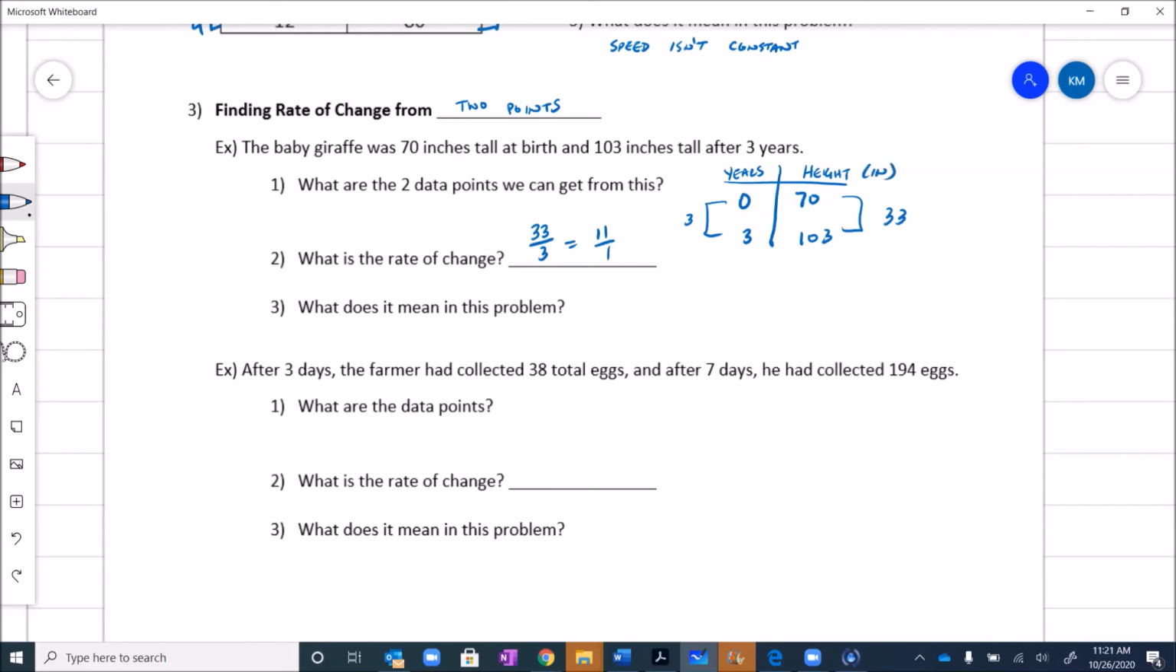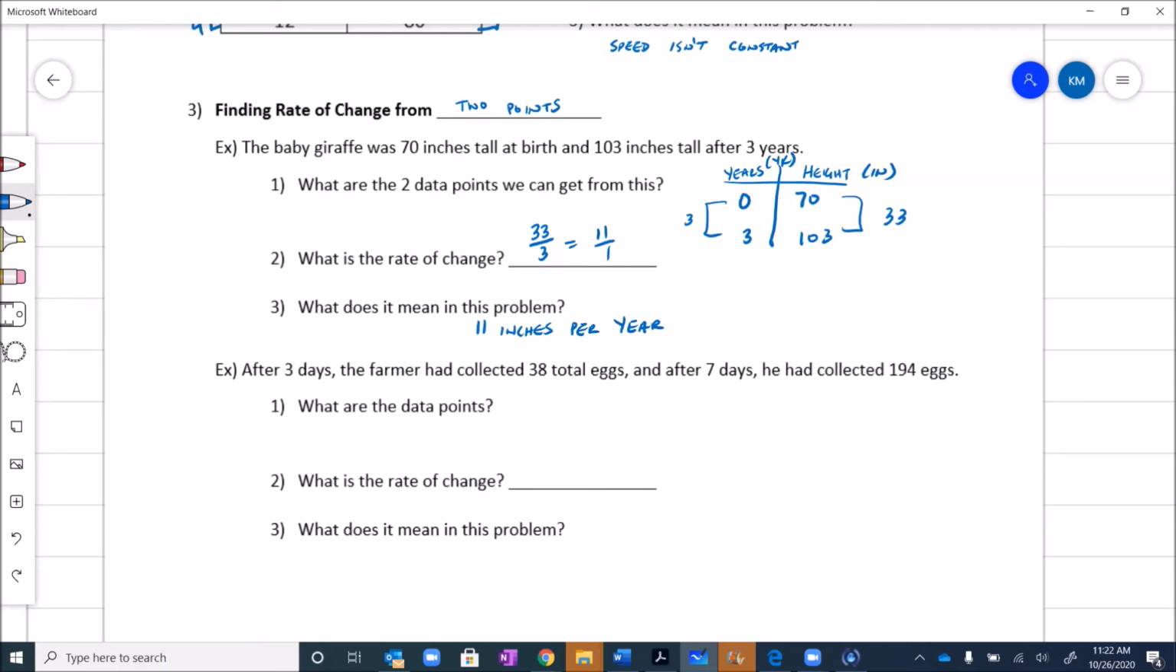Okay, and so what does this mean? Well, it means that this giraffe grew 11 inches per 1 year, or just per year. So what we did was take this information, put it in a table, and we were able to find the same things whether we were given a graph or a table. Since we converted it to a table, it works out.